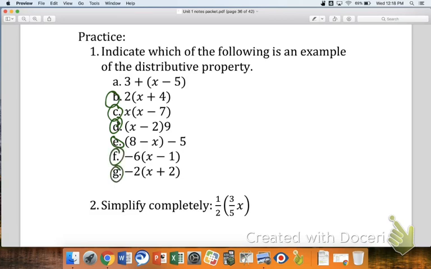Oh, why did I circle E? Because I was just getting circle happy there. Sorry. So basically, the only ones that are not the distributive property would be A and E. We were all saying the right things, and I just kept on circling stuff.